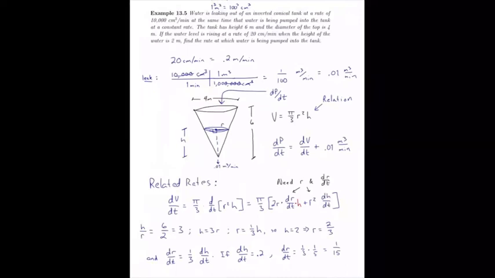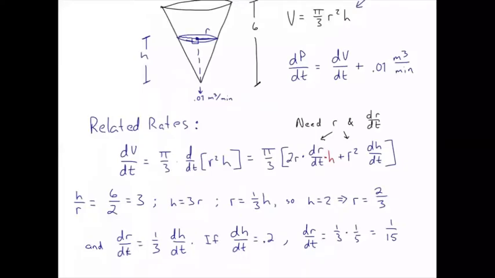So dV/dt, that's the volume of the water in the tank. It's given by this for a radius r and height h. So we can go down to the bottom here, and now we can finally do our related rates calculation. If we take the derivative of this with respect to t, we're going to do that for both sides. We have dV/dt on the left, and then pi thirds times d/dt, this is a constant factor rule, of r squared h.